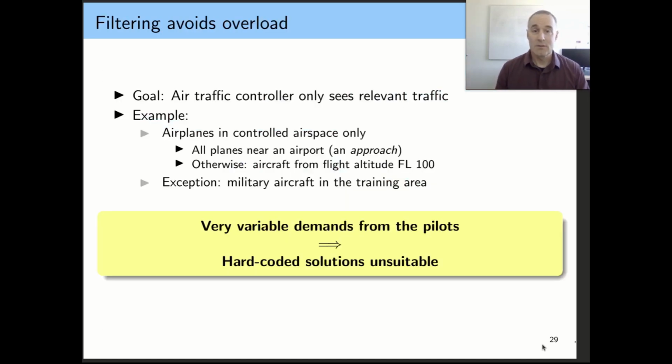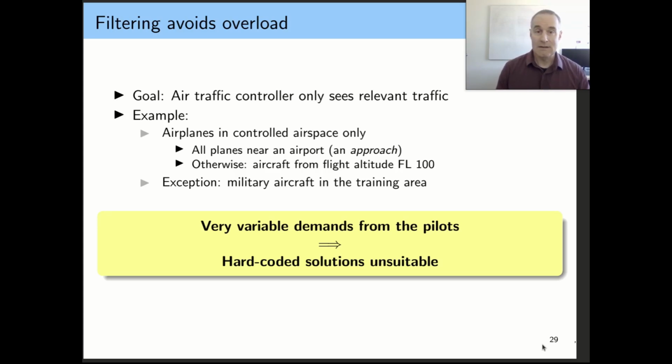So air traffic controllers need to see only the relevant traffic. Let's take a very simplified example of that. Let's say airplanes in the controlled airspace are the only ones that the air traffic control needs to worry about. If they're in uncontrolled airspace, it's just not their job. This means all planes near the airport on an approach or taking off, and airplanes that are at a given altitude.